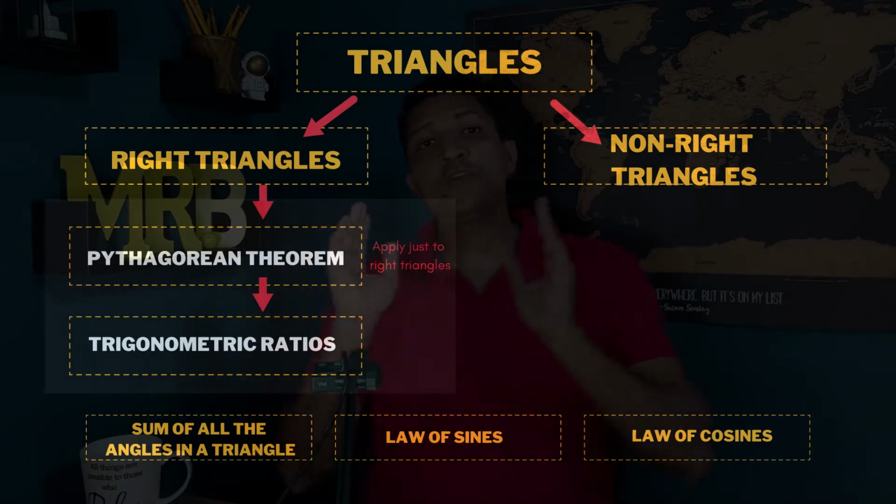We need to use other tools, and the tools that we have available are the sum of the angles in a triangle. Remember that when we add all the angles in a triangle, that equals 180 degrees. But now we're going to start seeing two other tools, the law of sines and the law of cosines. Today this video is about using the law of sines for finding the missing side or the missing angle in a non-right triangle.